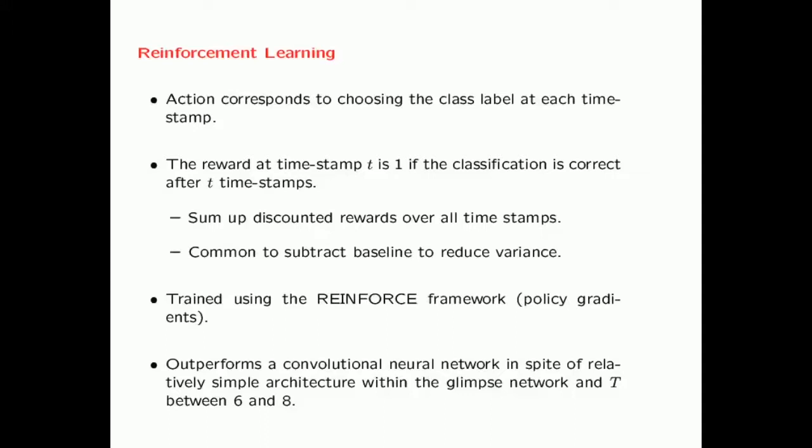And this approach outperforms a convolutional neural network in spite of its relatively simple architecture within the glimpse network. Note that we are not using a convolutional neural network. The image processing part, its architecture is relatively simple. But by using between 6 and 8 glimpses, because of the approach where you are focusing on relevant parts of the image, you are able to perform very well with this type of setting.